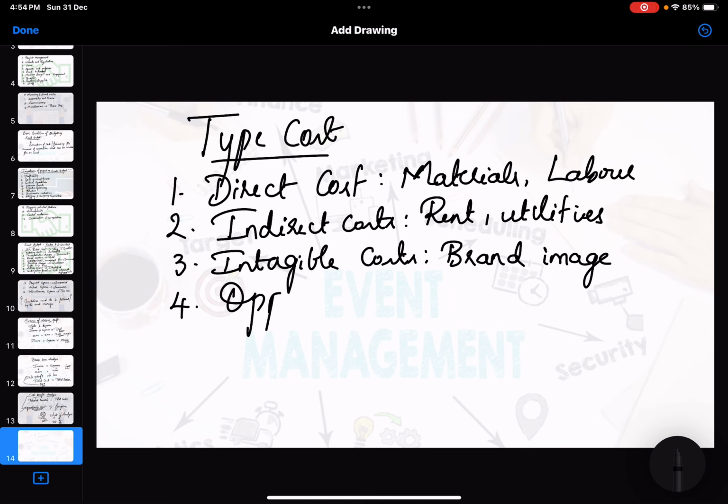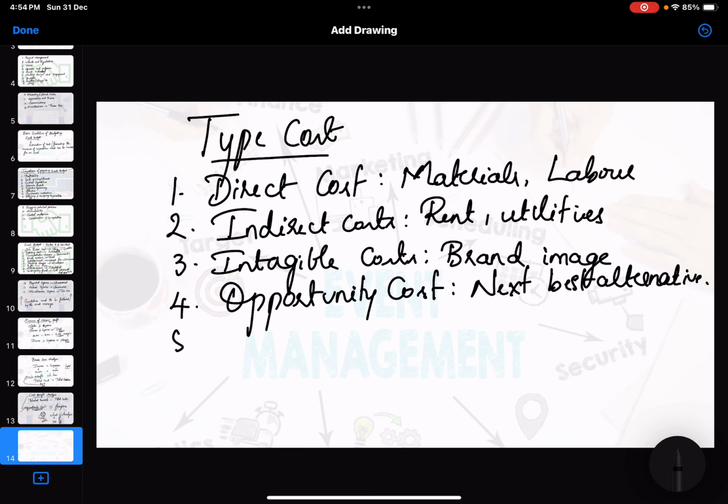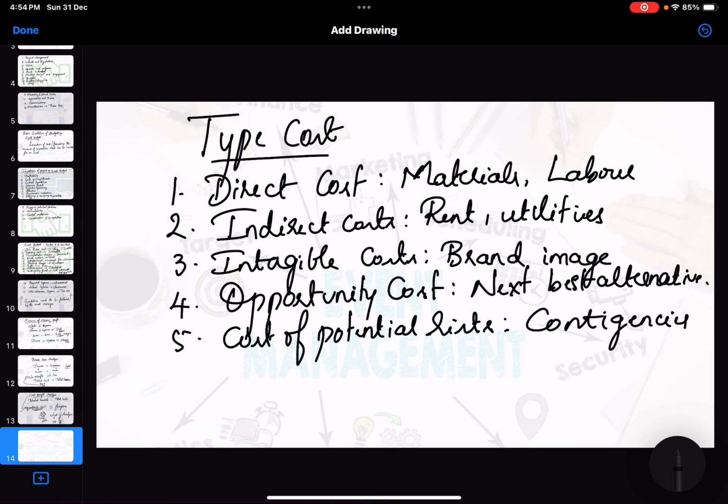Then opportunity costs are the costs foregone in order to get the benefit of incurring another cost. So this is the next best alternative cost. Then the cost of potential risk is the amount that we may incur on contingencies. There are certain situations which we may face while conducting an event, which might occur all of a sudden, and for that reason we may incur certain contingent funds. So that is one of the costs that we consider in event management.